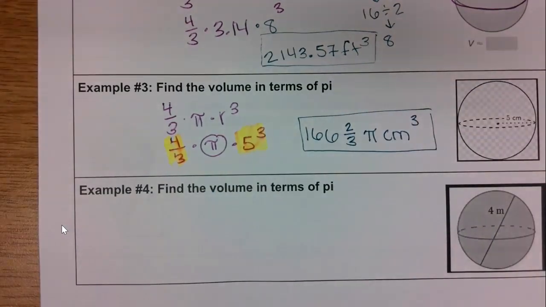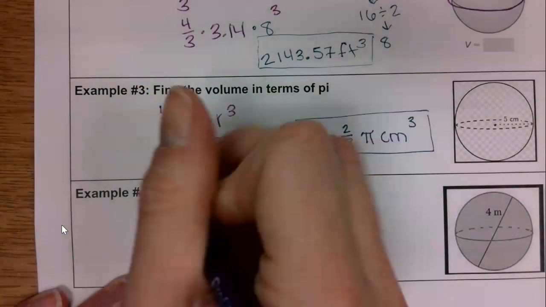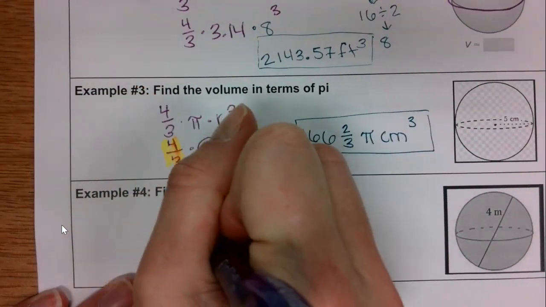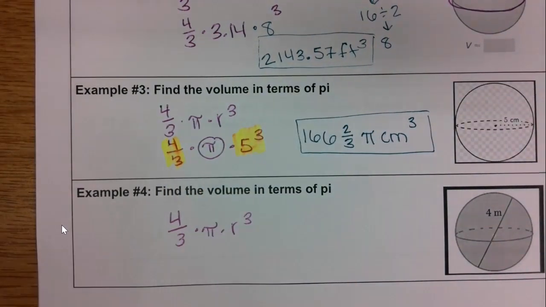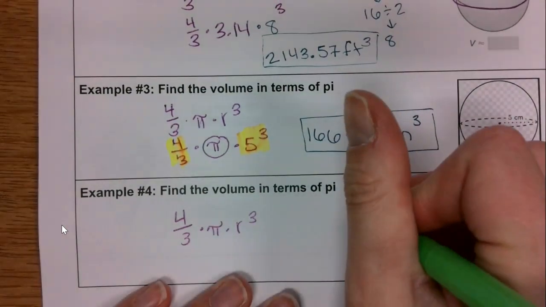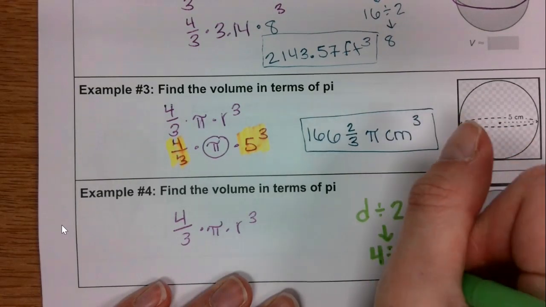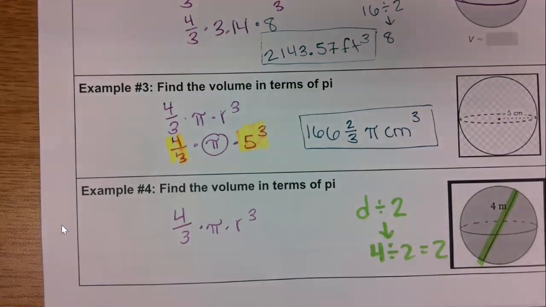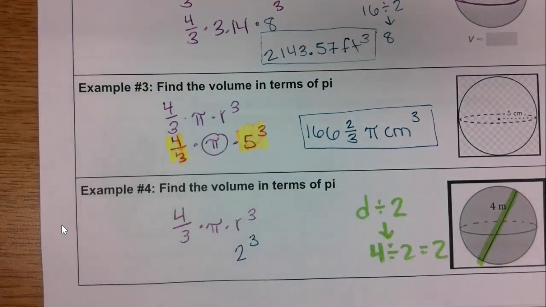And that's fine. For the next one, same thing. We would have our 4/3, we would have our pi, we would have our radius cubed. But again, notice how in this one, they give us our diameter again. So we need to take our diameter and divide it by 2 in order to get our radius. So when I go to plug in my radius, I need to do 2 cubed instead of 4 cubed.